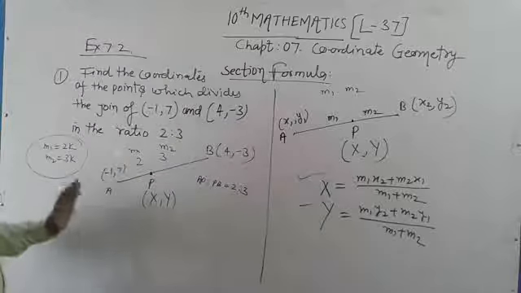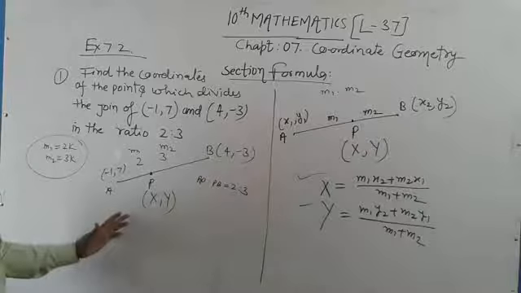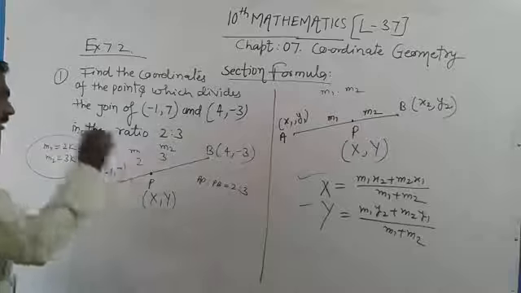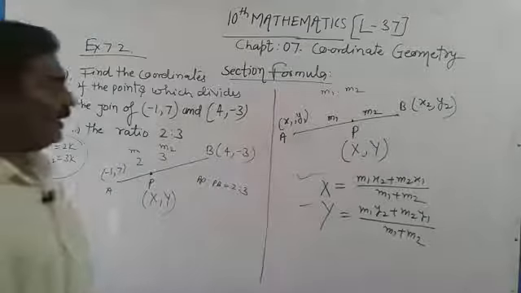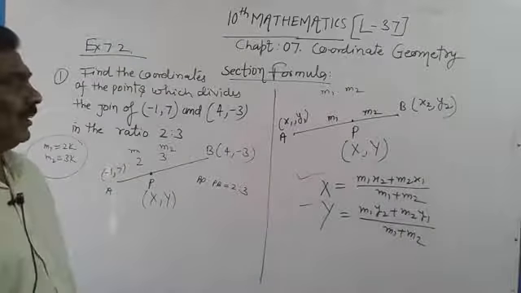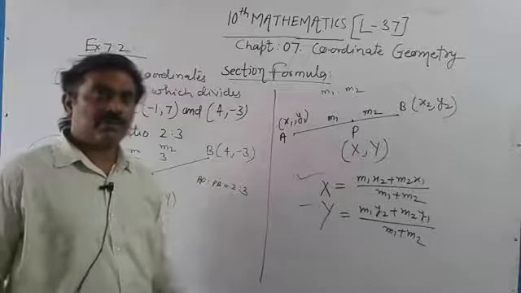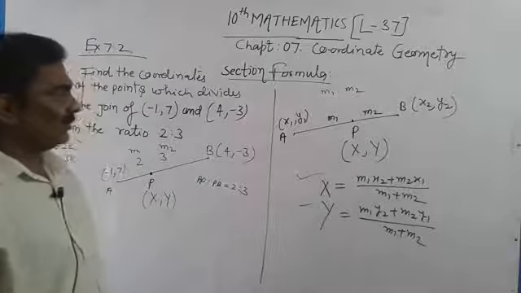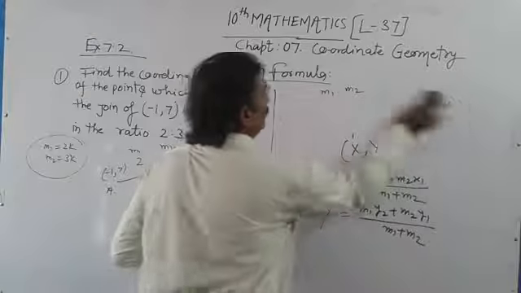Okay students, now we will find capital X and capital Y, which are the coordinates of point P. Point P divides line segment AB into ratio 2:3. So now we will use the formula. Students, I hope you have written it: the simple section formula, and this is called internal division. One more formula is called external division, which is not in our syllabus. So this is the section formula belonging to internal division.